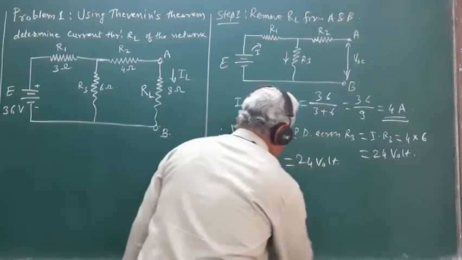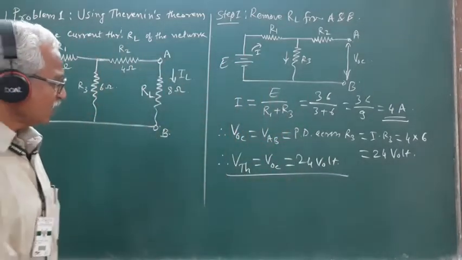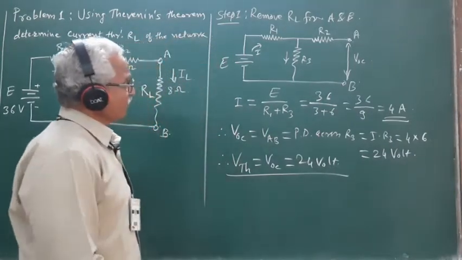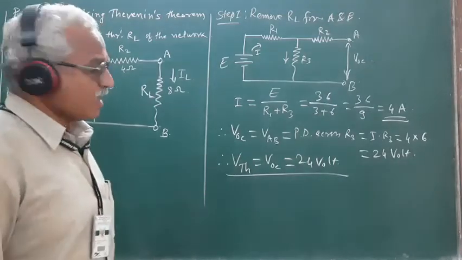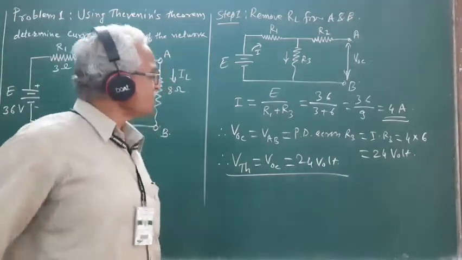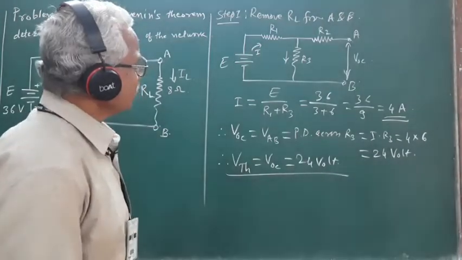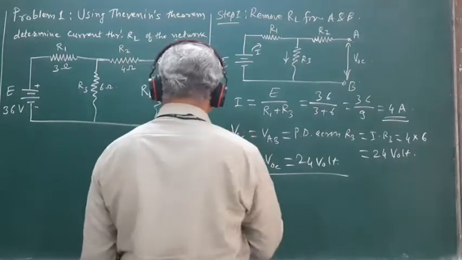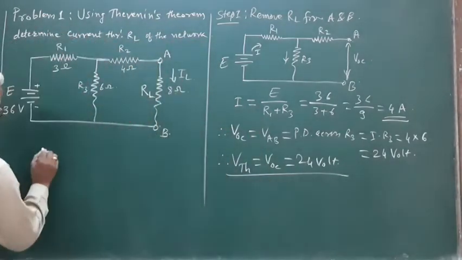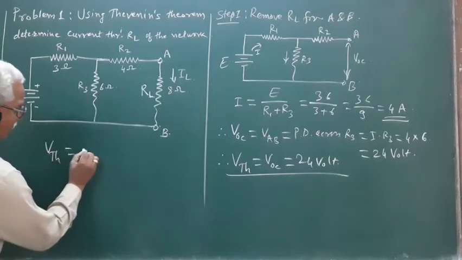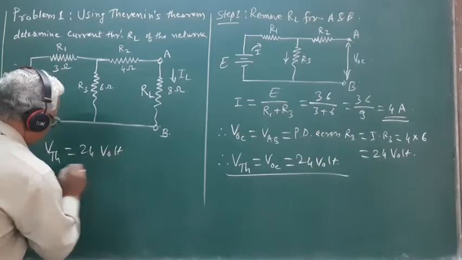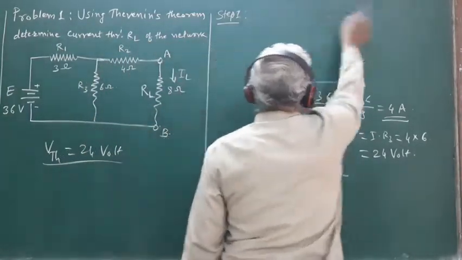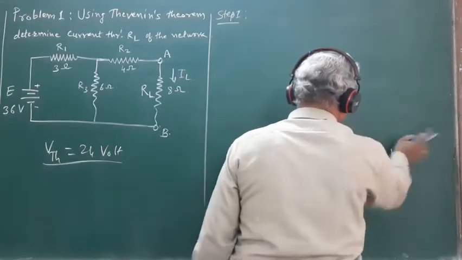So in the first step we have found out the value of VTH. This value of VTH we must remember. Now in the second step we have to find out the equivalent resistance of the circuit, that is the value of RTH or R equivalent. So VTH is equal to 24 volt. You note here. In step 2 we have to find the value of RTH.